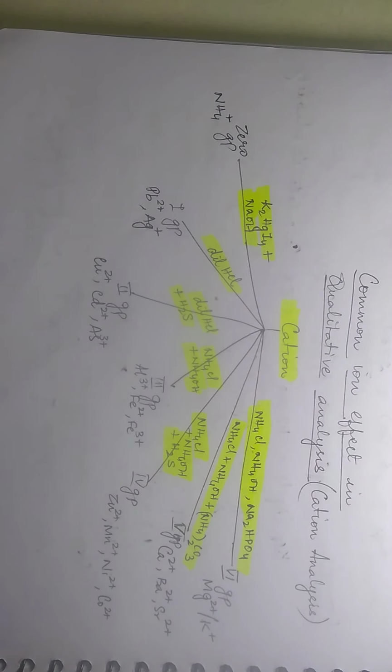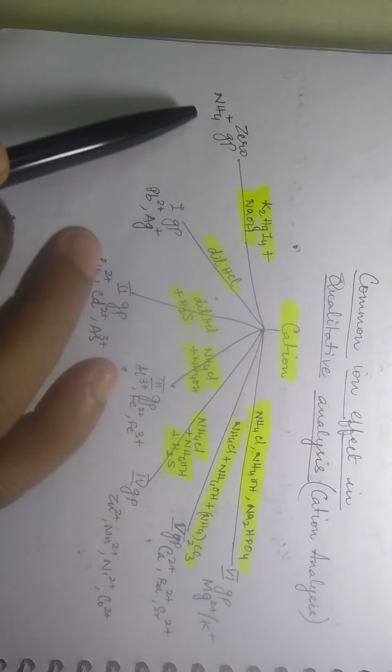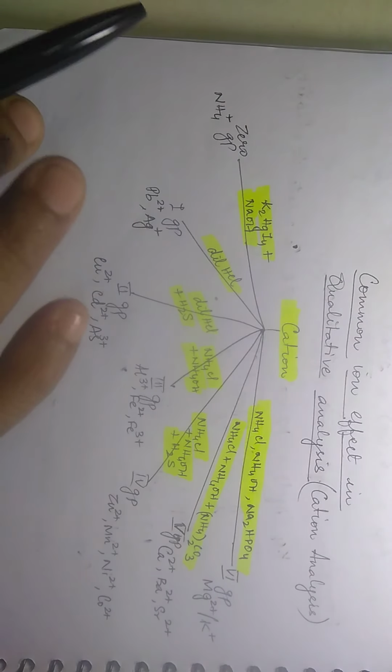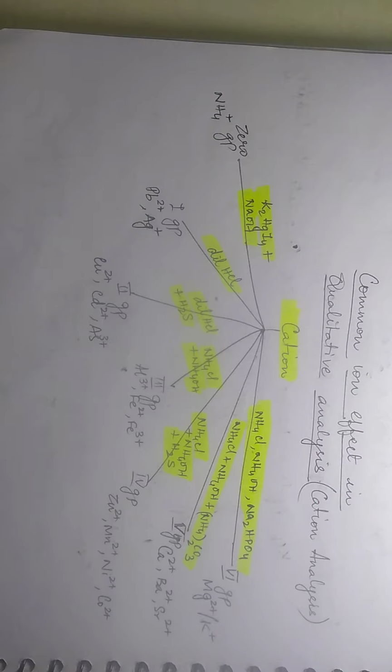Ammonium ion. Ammonium ion is the only cation which is non-metallic, is it not? There is no metal here. Still it is a positively charged ion.